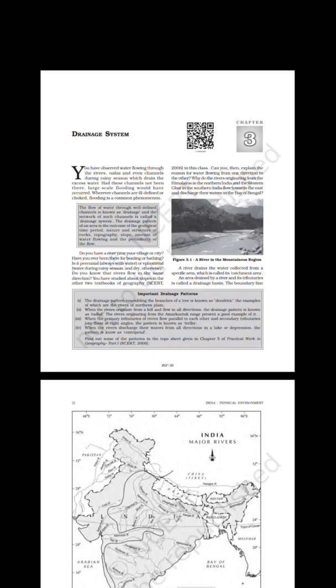The flow of water through well defined channels is known as drainage, and the network of such channels is called a drainage system. The drainage pattern of an area is the outcome of the geological time period, nature and structure of rocks, topography, slope, amount of water flowing, and the periodicity of the flow.